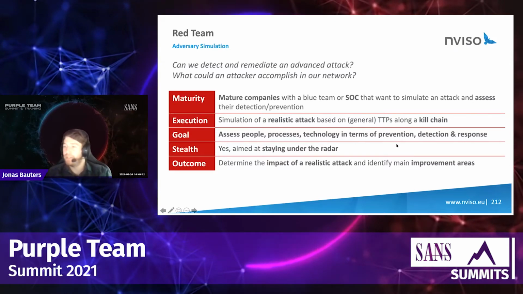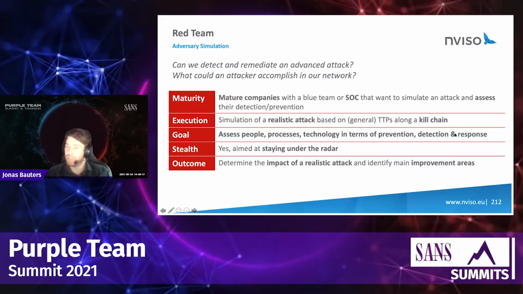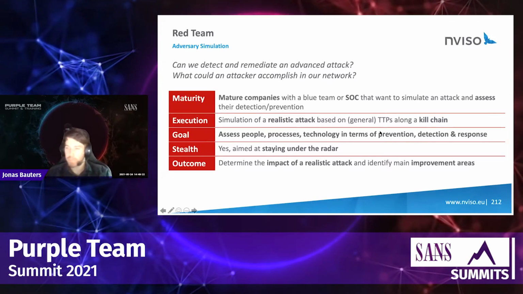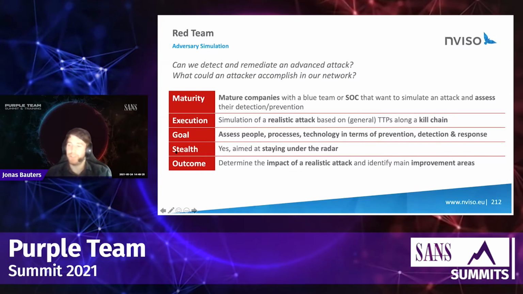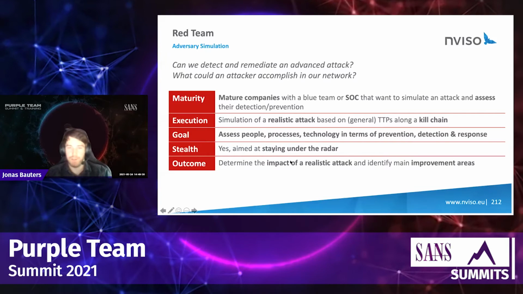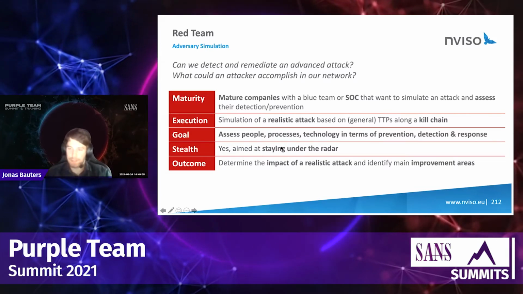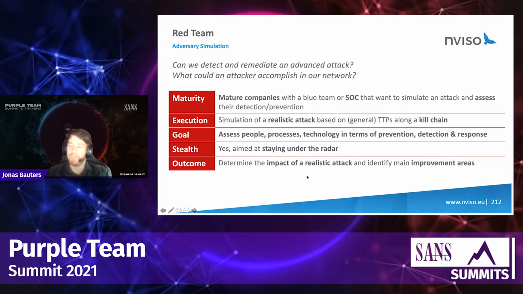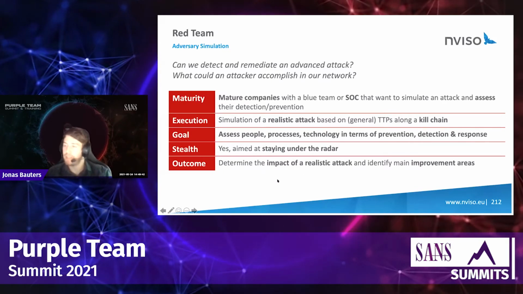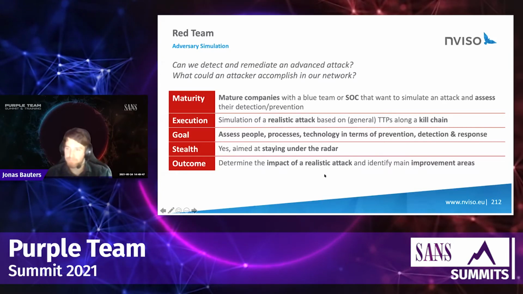And in this case, in terms of prevention, detection, and response, while the previous types of testing, objective-based, scenario-based, was mostly focused on prevention. So in this case, in terms of stealth, you do want to be stealthy. You do want to stay under the radar, avoid the blue team detecting you, and try to get access to those objectives. And then in terms of outcome, you want to determine what kind of impact a realistic attack could have, and also determine improvement areas based on that result.